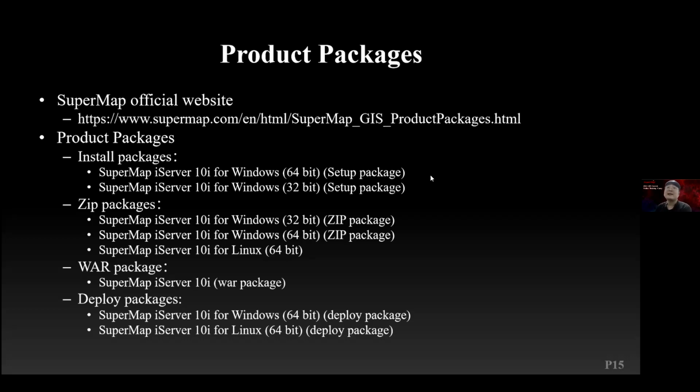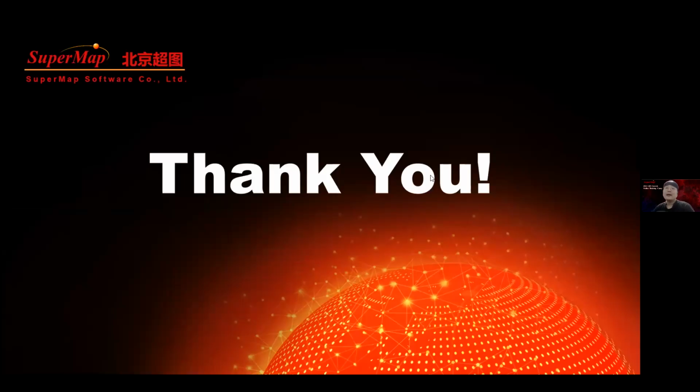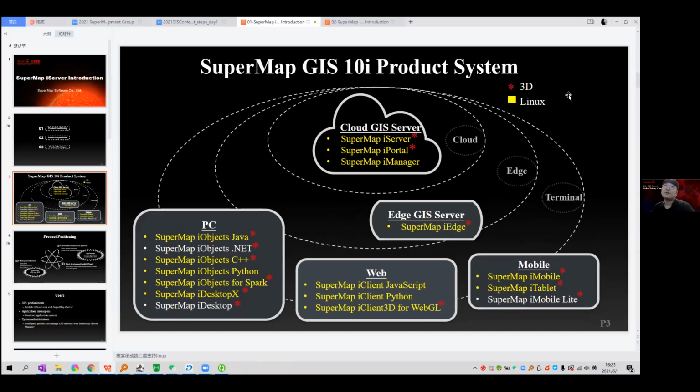The last one is another special version of iServer, which is the deploy package. The deploy package is smaller than the full package, and there are no sample services or sample data inside. So after development, when we need to deploy our web application to the production environment, to the server, we can choose to use the deploy package to reduce the volume of our project. Okay, that's the brief introduction of SuperMap iServer.